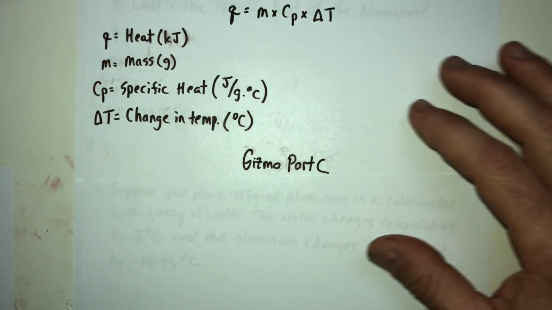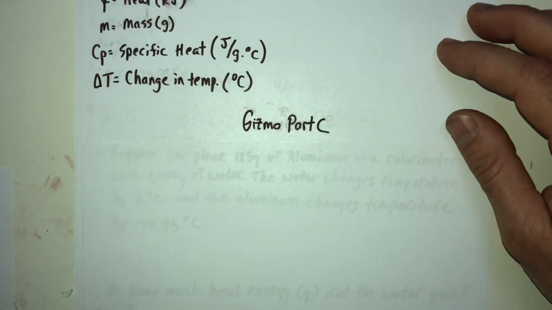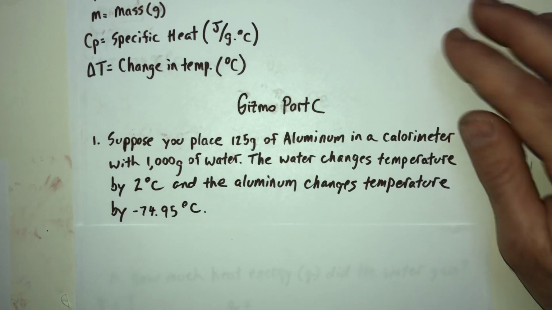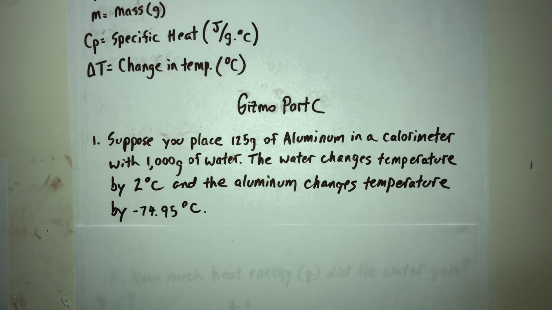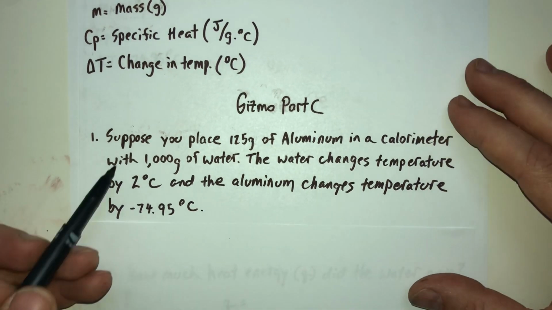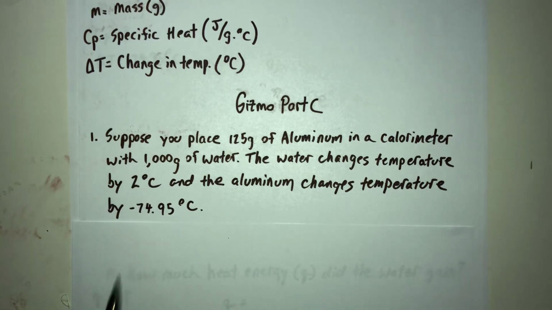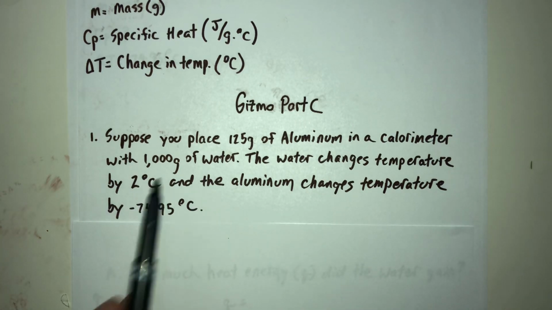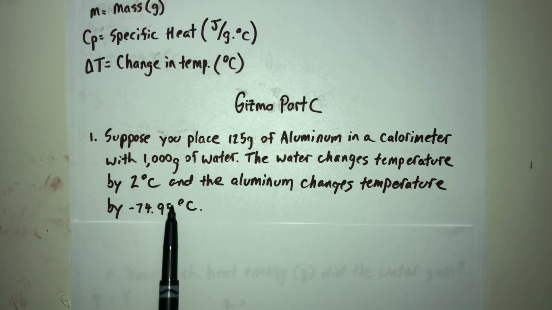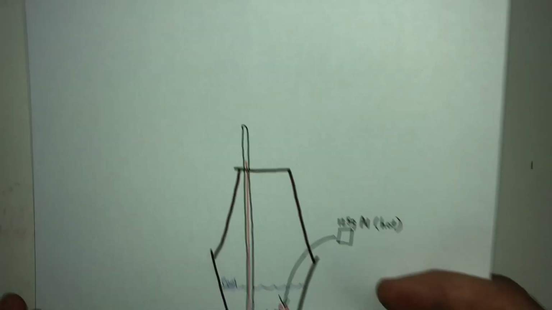So part C on that gizmo starts off with just a general question. This is the question that's on the worksheet for the gizmo. This was assignment number 7. So we're going to put aluminum into a calorimeter that has water, and the water is going to go up by 2 degrees. So here's what is actually happening.